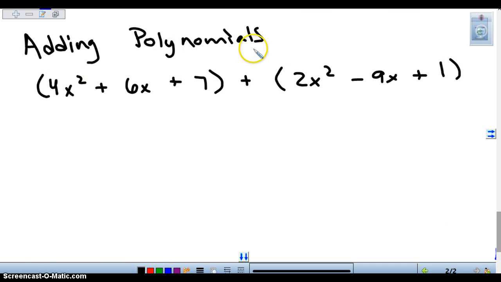When we're adding polynomials, we're going to add these vertically. So I'm going to rewrite these vertically. I'm saying 4x squared plus 6x plus 7. Now I have to add the 2x squared minus 9x plus 1. I'm going to write it under it, making sure that I line up the like terms.